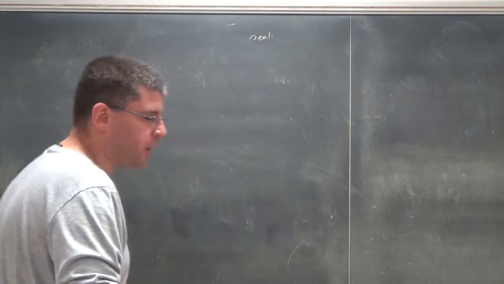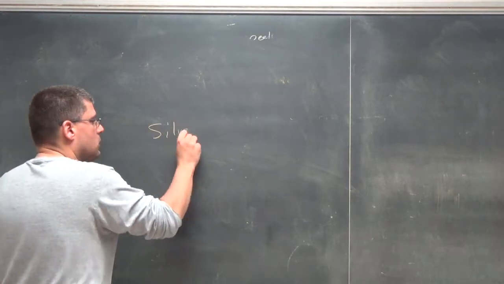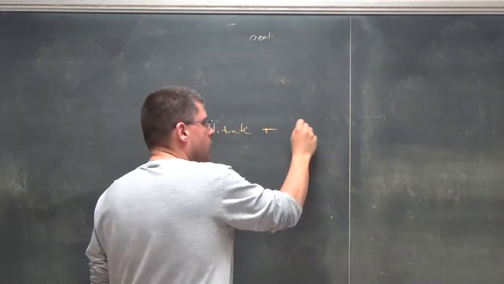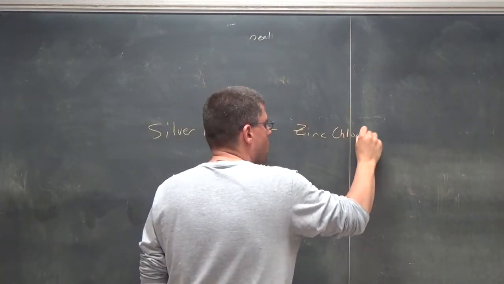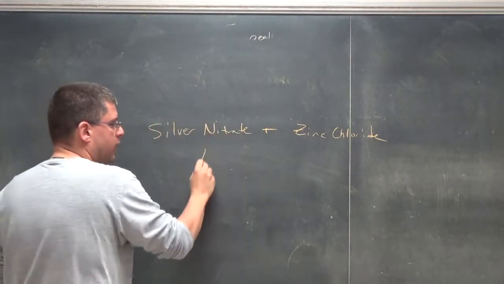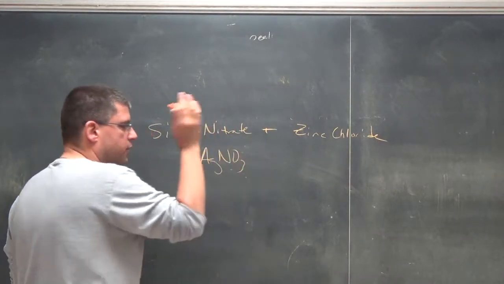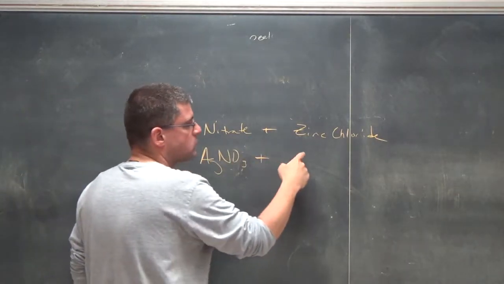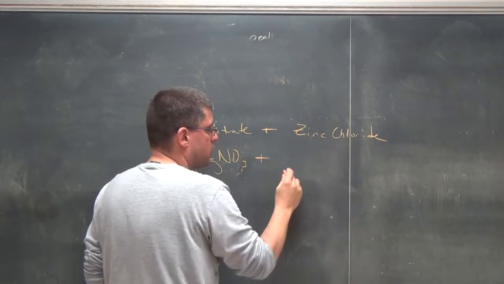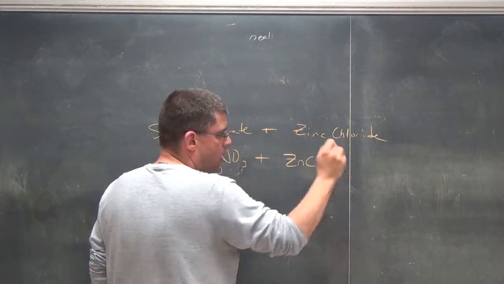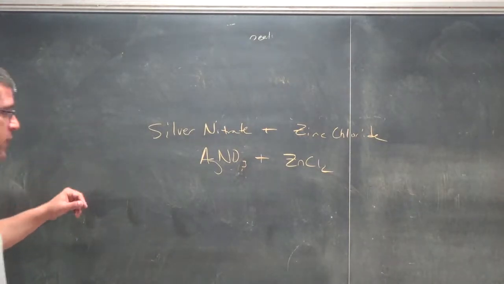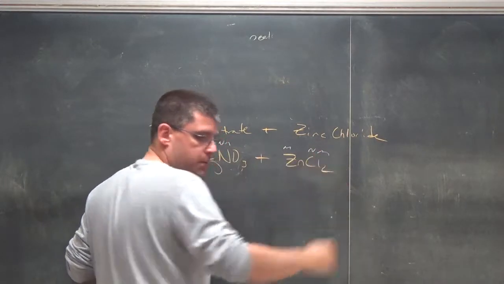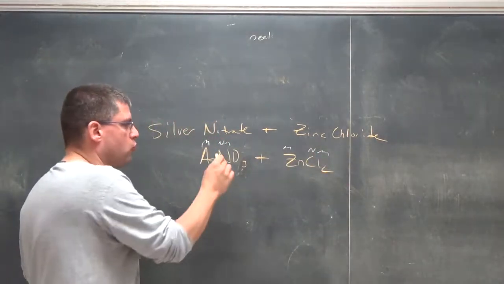Okay? So we're going to take silver nitrate plus zinc chloride. Silver nitrate, AgNO3. You know that. Plus zinc chloride. Zinc is a positive 2 oxidation number, chloride -1. So now ask yourself, you've got metal, non-metal? Metal, non-metal. Okay, now you want to rip apart this.